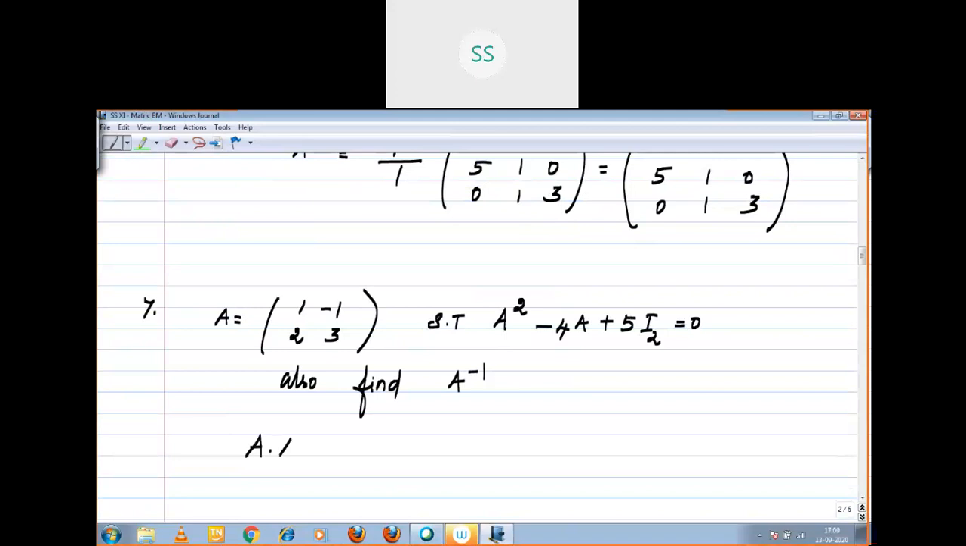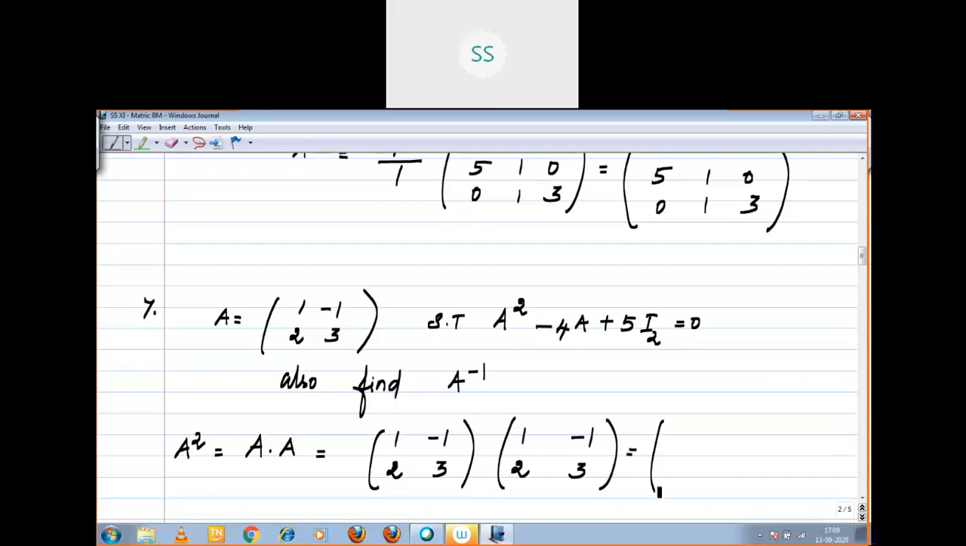Right. First you should find out A into A. That is A square, which is equal to 1 minus 1, 2, 3 times 1 minus 1, 2, 3. Directly I am going to write, you see children, first row, first column: 1 minus 2. What can I get? Anyone? 1 minus 2. Tell me. 1 minus 2 is minus 1.